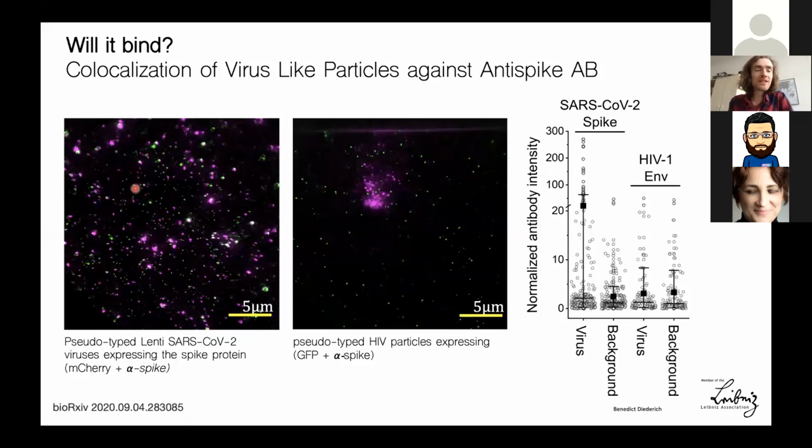And we have the additional measure of colocalization. Here you see the green spots of the virus-like particles expressing M-Cherry and the antibody signal in purple. And on a control group here with some HIV, you only see some artifacts, which are very likely due to some dust or something.